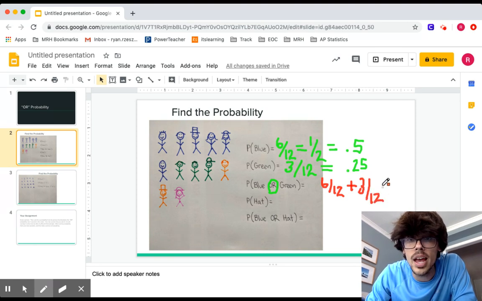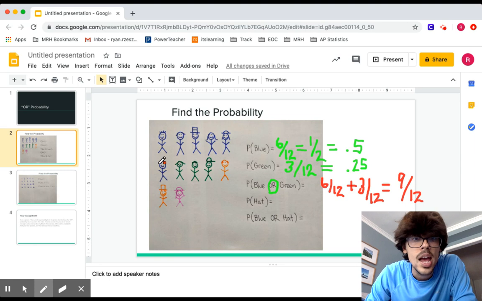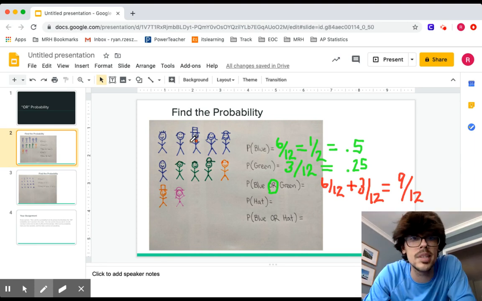And if I add those together, I should get the answer of 9 out of 12, which of course you can reduce to 3/4 or 0.75. And if you look at my picture right here, all 5 of these guys are blue, 6, 7, 8, 9. So 9 people out of 12 are blue or green. So it works. You just add them together.